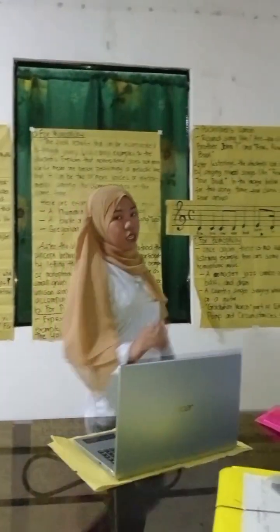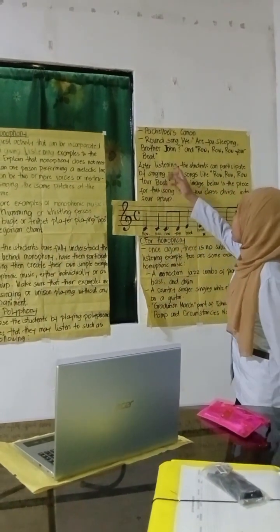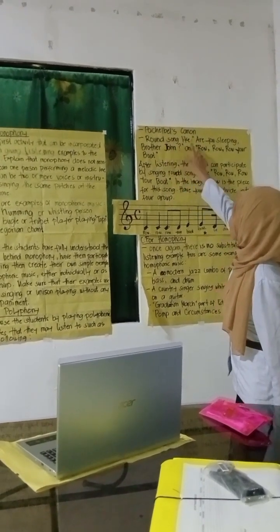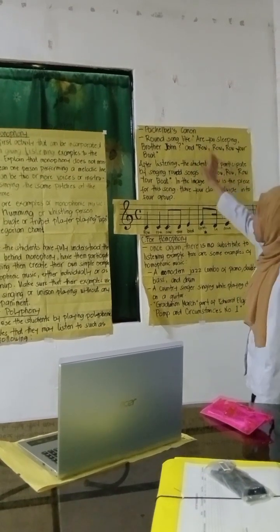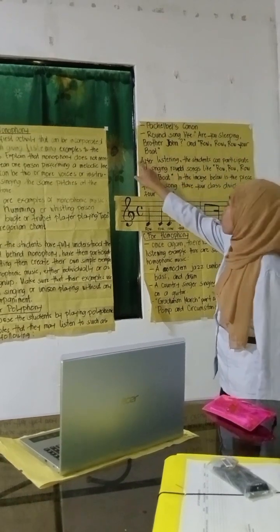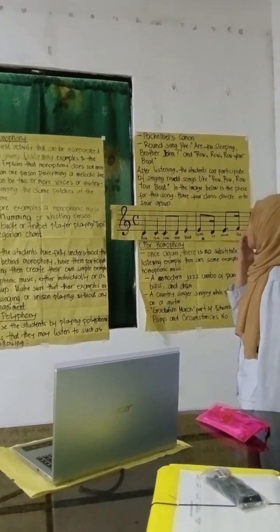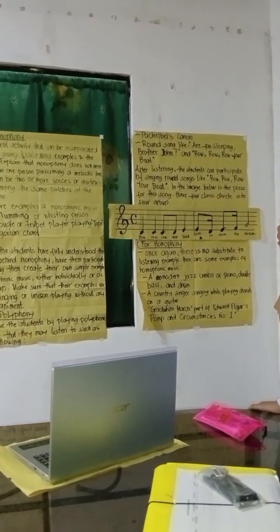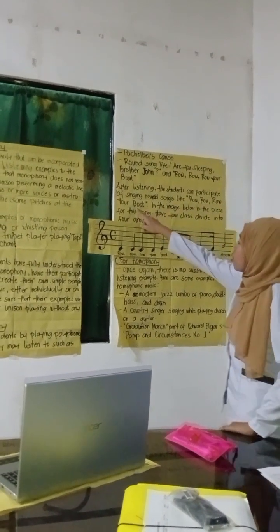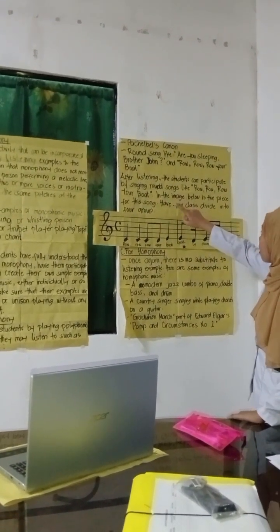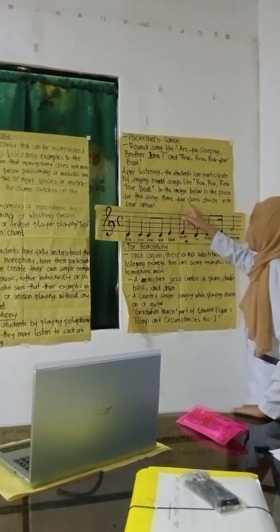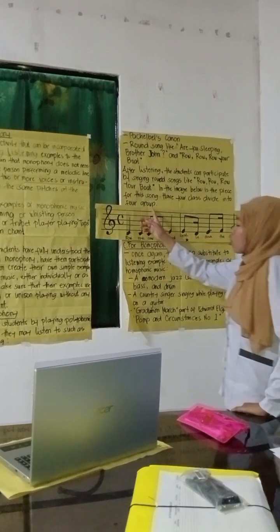Examples are Pachelbel's Canon and round songs like Are You Sleeping, Brother John? and Row, Row, Row Your Boat. After listening, the students can participate by singing a round song like Row, Row, Row Your Boat in the image below. In singing this song, have your class divided into 4 groups.